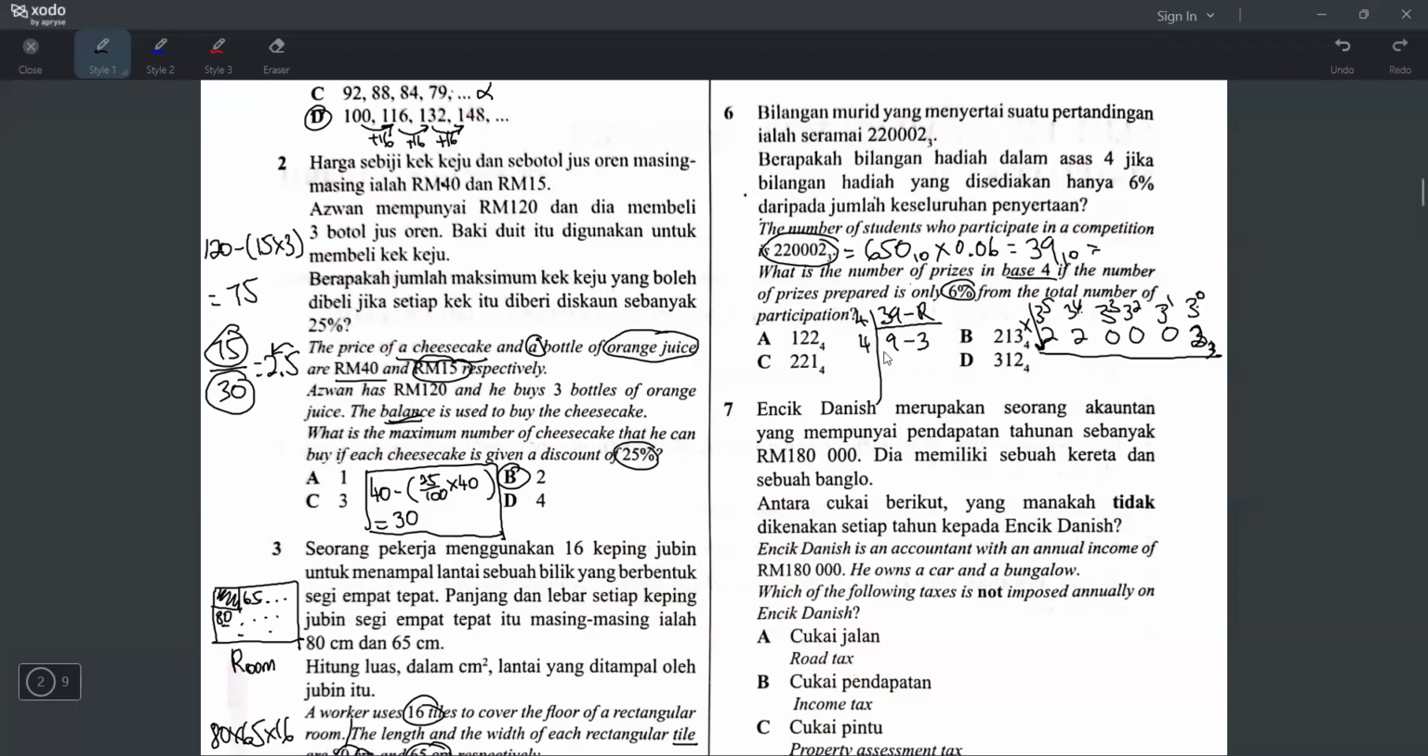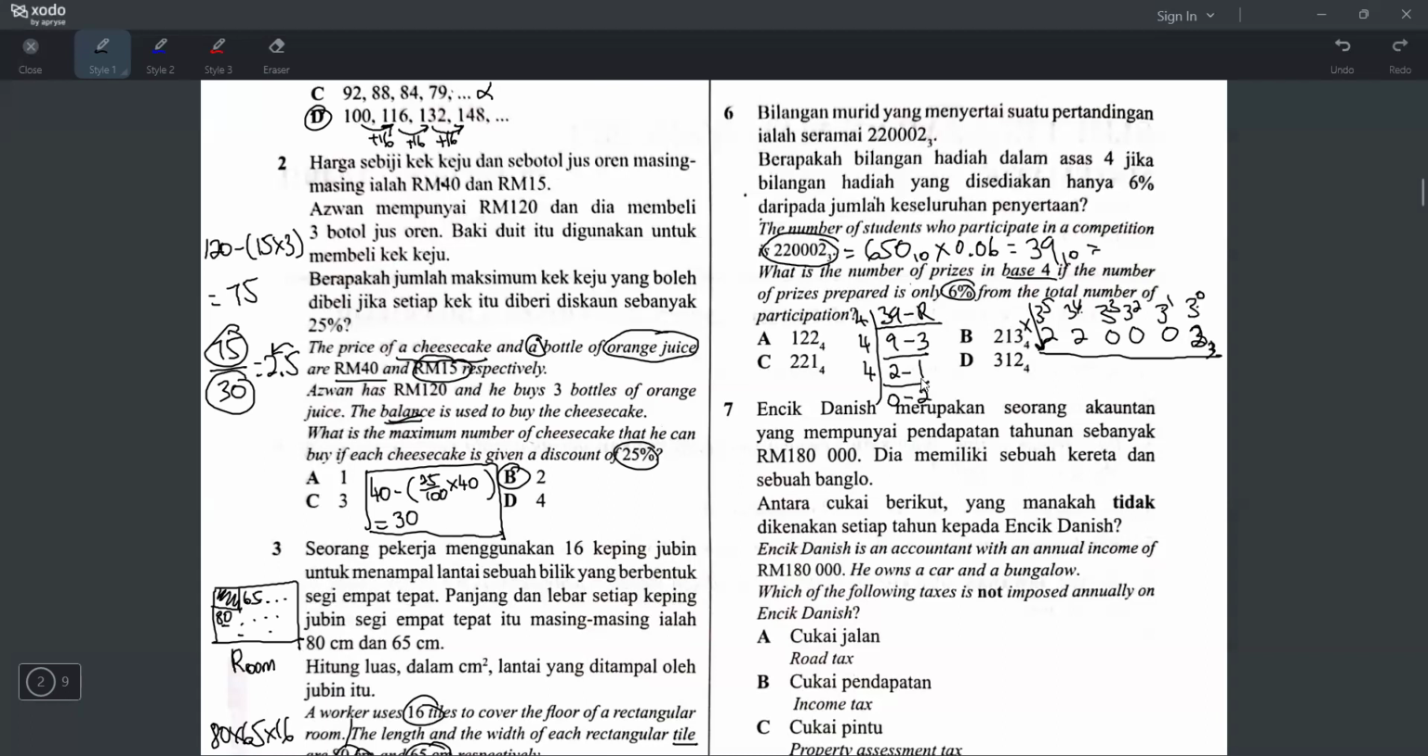Okay, divide 4 again. You can use your calculator. 9 divided by 4 gives how much? My calculator gives me 2.25. It means here you write 2 and then the extra 0.25 you times 4, and you will get 1. The last step is you have to keep going until you get 0 here. So 2 divided by 4 you get 0.5. So you write 0 here and then the extra 0.5 times 4 you get 2.